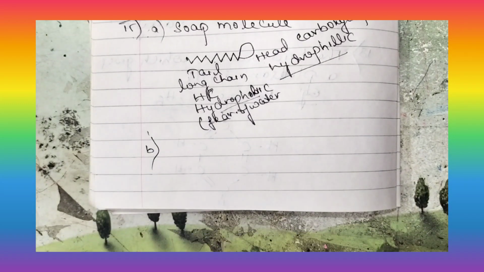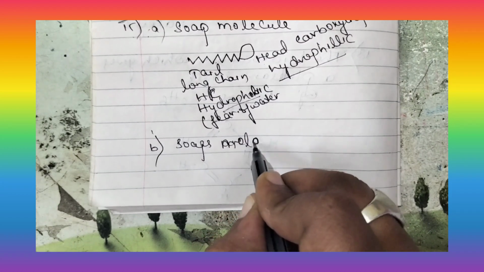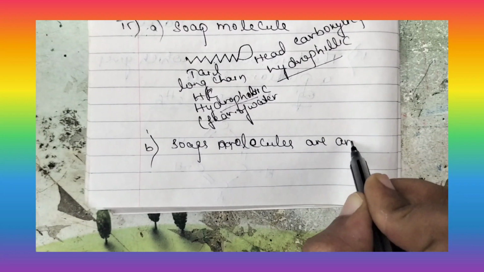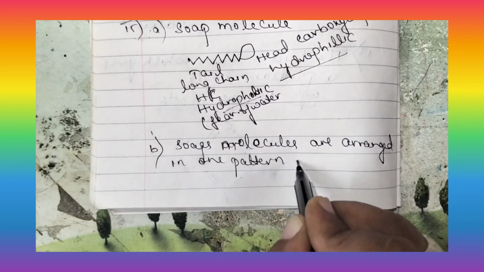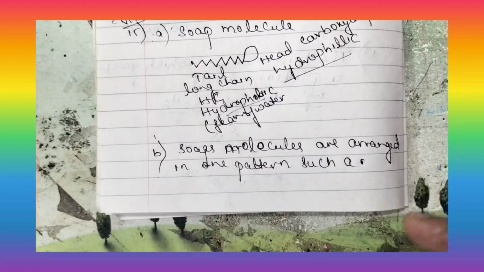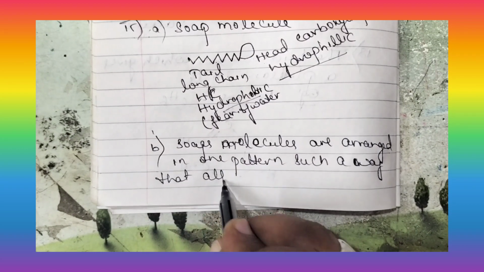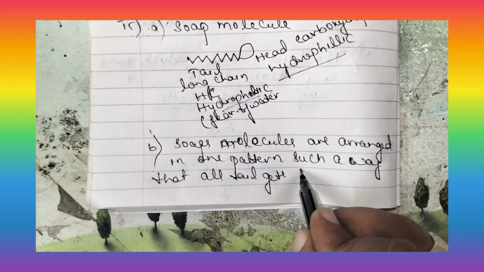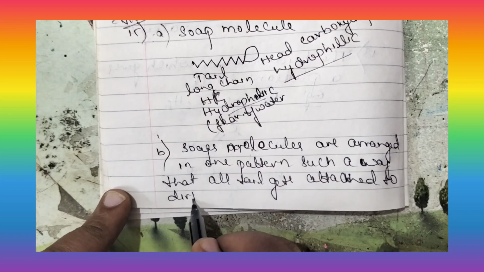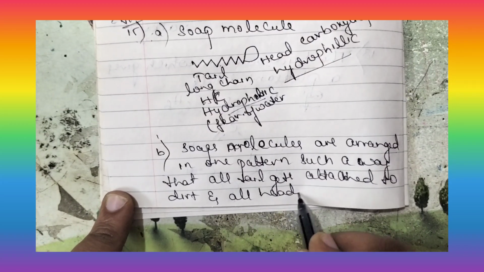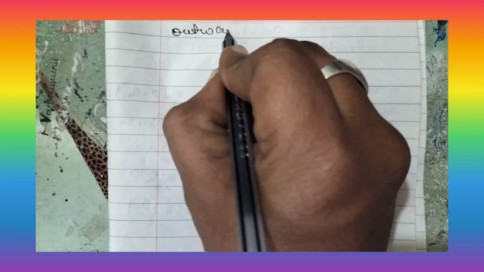Then coming to the second step, that is, soap molecules are arranged in one pattern in such a way that all tails get attached to the dirt and all heads face outwards, called micelles.